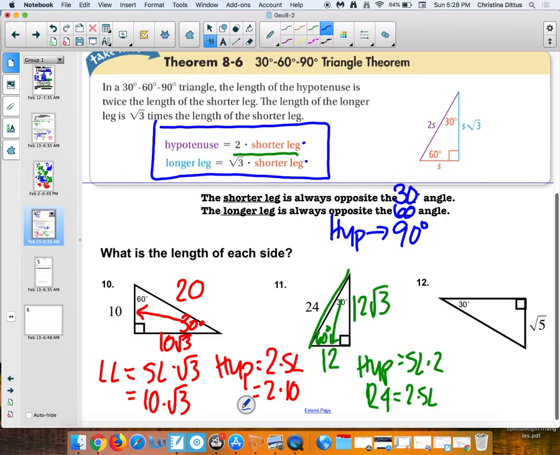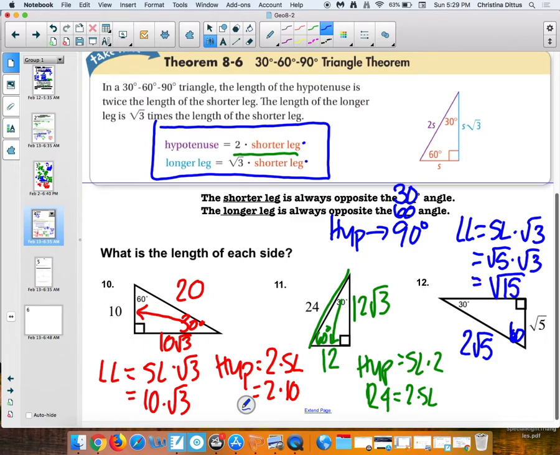Here I have my short leg, which is square root of 5. So to find my hypotenuse, super easy, just double it: 2 square roots of 5. To find my long leg, my long leg is my short leg times the square root of 3. In this case, my short leg is square root of 5, so square root of 5 times square root of 3. 5 times 3 is just square root of 15.